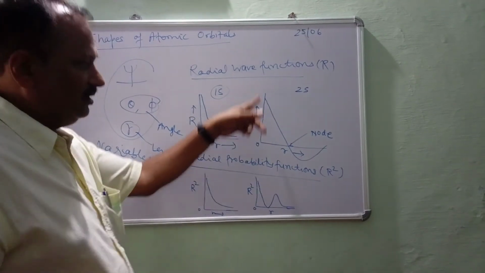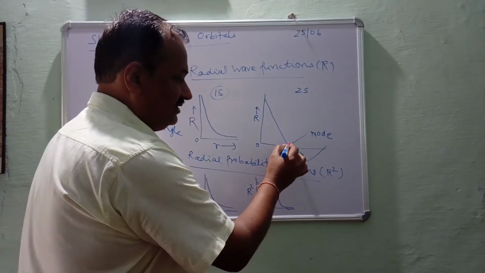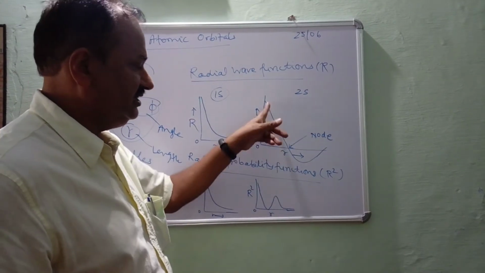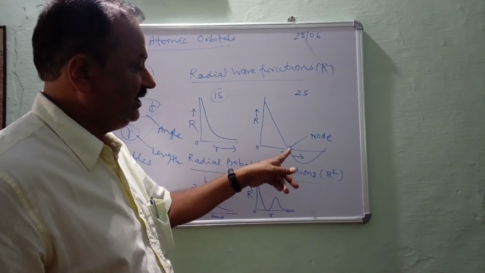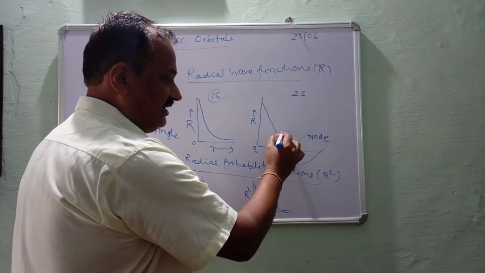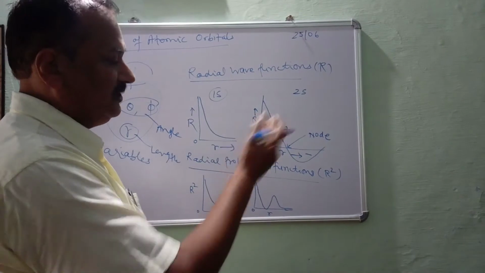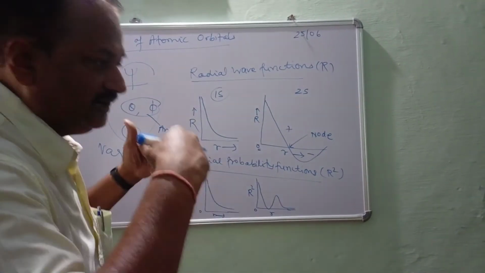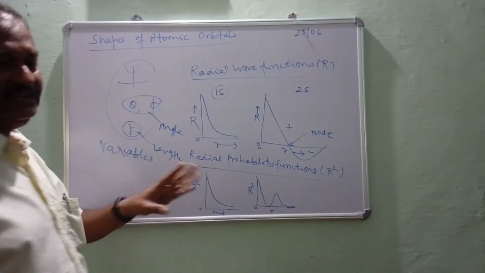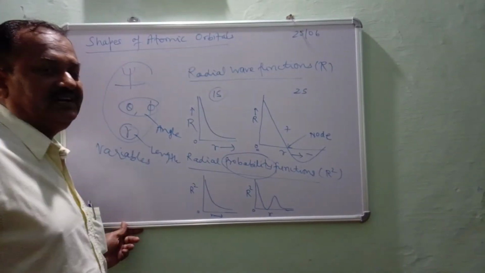For the 2s, on this axis again there is R, and here 0. This curve intersects the axis at a point, and here there is no electron density, it is 0, so there is a node. On one side it is plus, and on the other it is minus. Plus and minus are introduced just for convenience, to differentiate the terms. As I said yesterday, this radial wave function or psi has no significance. The significance lies in the probability, which means the finding of electrons.